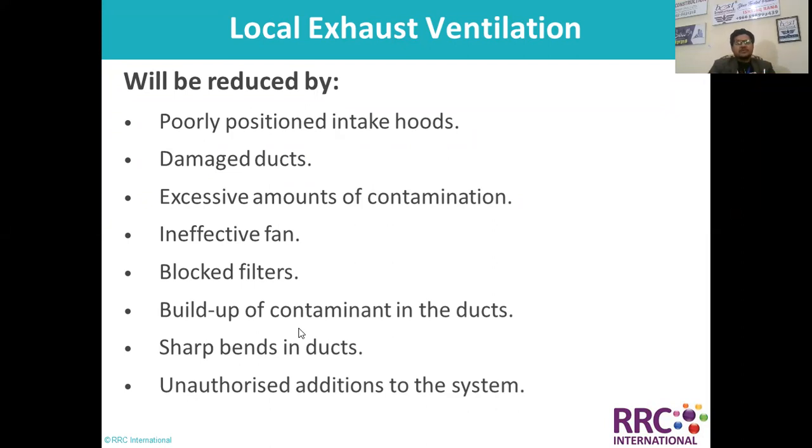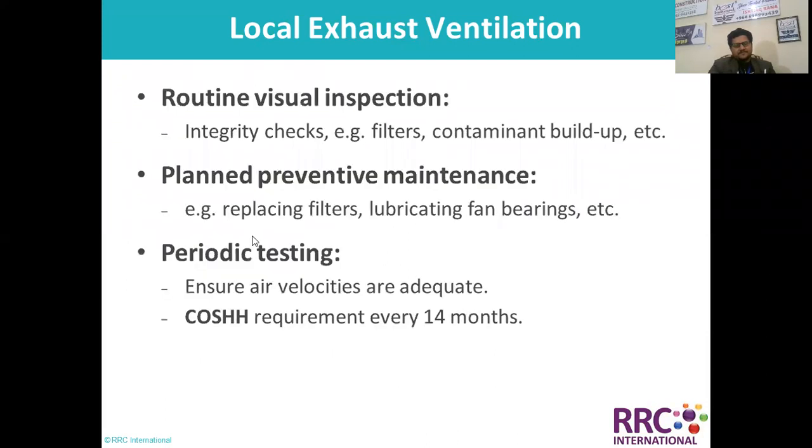I hope you remember the case study I shared, this printing section. One of the reasons was that the ventilation system was not working. That is why that area was terrible.